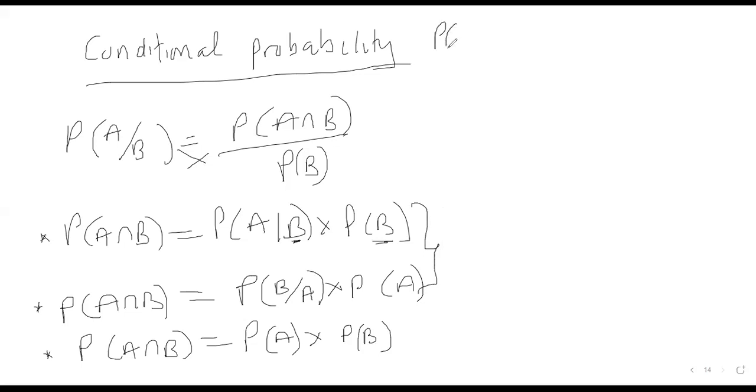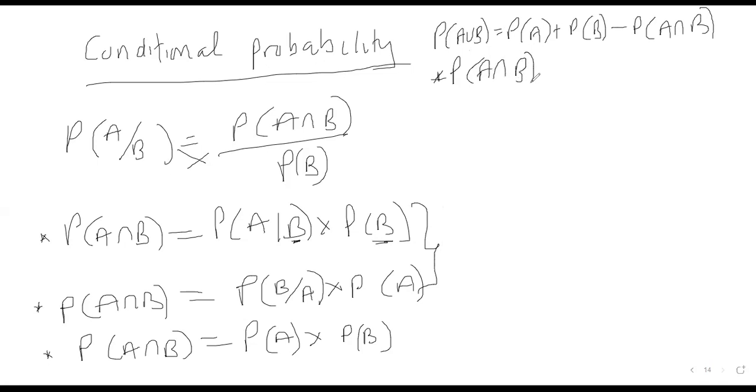We know that A union B is given by the probability of A plus the probability of B minus the intersection of A and B. So this gives us a third formula for the intersection. We can move this to this side: A intersection B will be equal to the probability of A plus the probability of B minus the union of A and B. So this is our fourth formula of intersection.